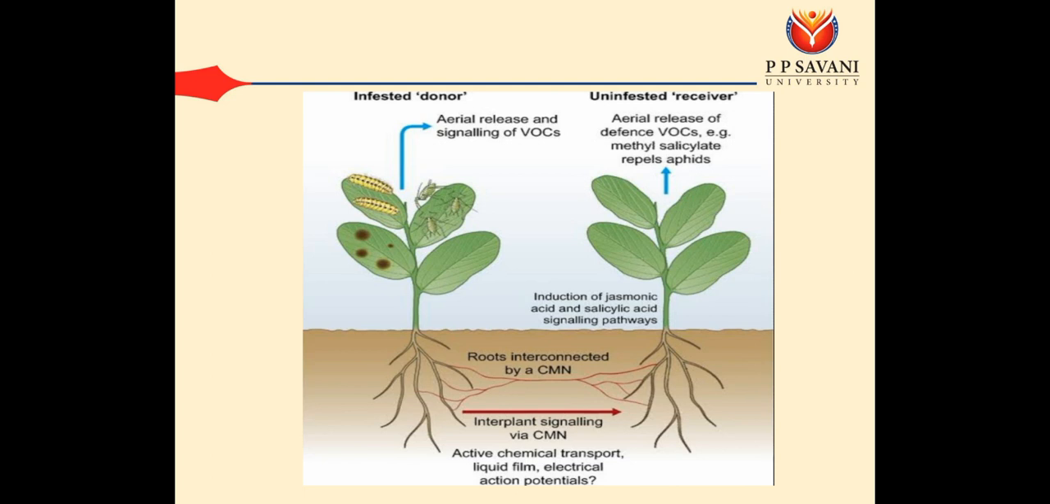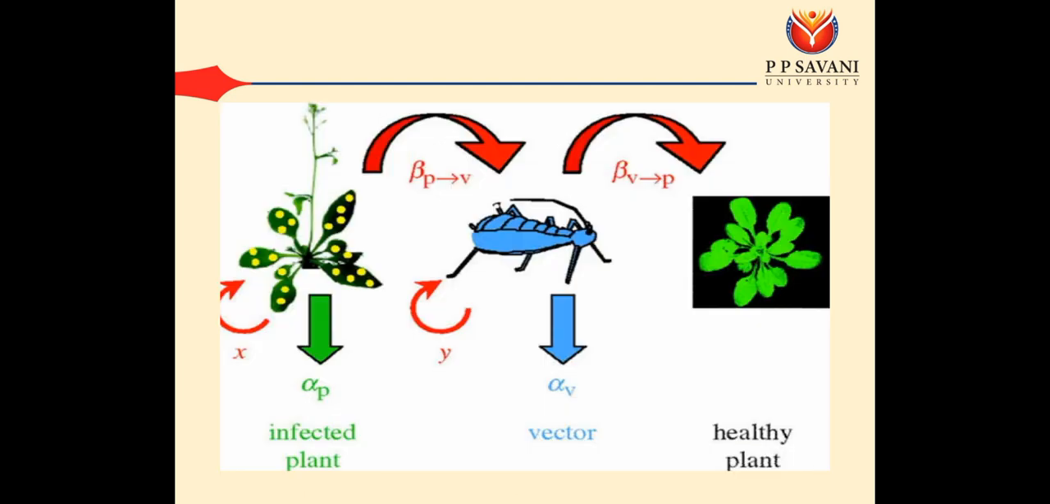So we see in the image the first plant is infected by these insects. Its roots are interconnected with the second plant by a CMN. So the second plant is infected with the potato virus. So the potato virus is increased.